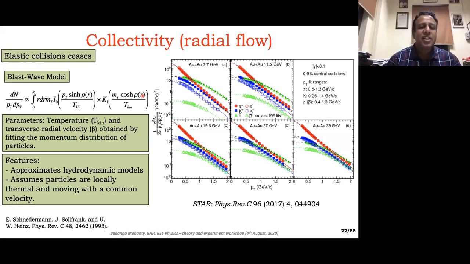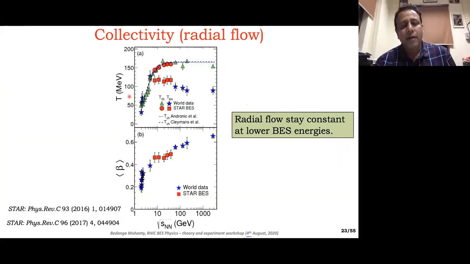So with this model, we try to fit simultaneously the positive and negative particles, pions, kaons, protons, and those fits are shown by these dashed lines. And then one extracts the kinetic freeze out temperature and the beta values. Those temperature and beta values are shown here as a function of collision energy.